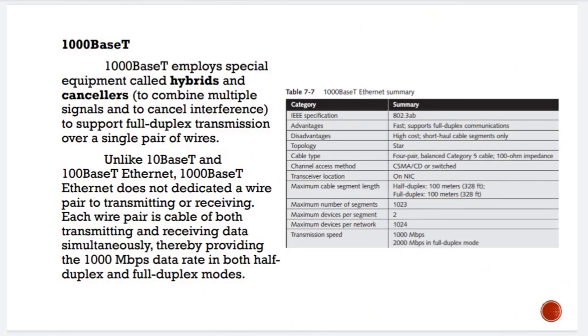1000BaseT employs special equipment called a hybrid and canceller. This is to combine multiple signals and to cancel interference to support full duplex transmission over a single pair of wires. Unlike 10BaseT and 100BaseT Ethernet, 1000BaseT Ethernet does not dedicate a wire pair to transmitting or receiving. Each wire pair is capable of both transmitting and receiving data simultaneously, thereby providing the 1000 Mbps data rate in both half duplex and full duplex modes.